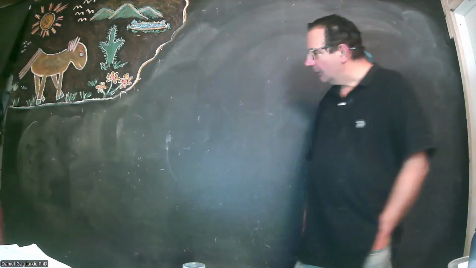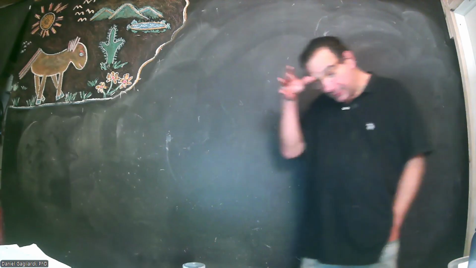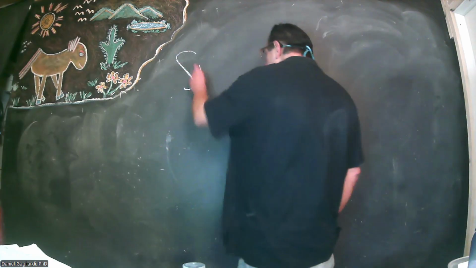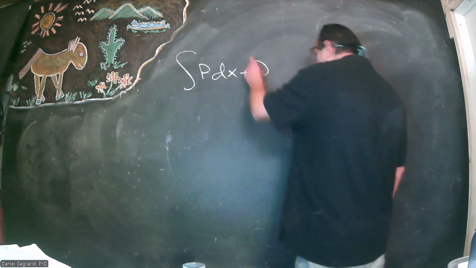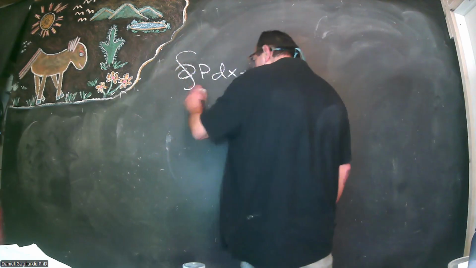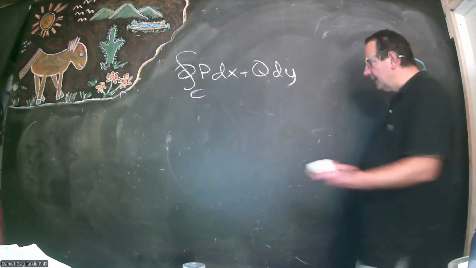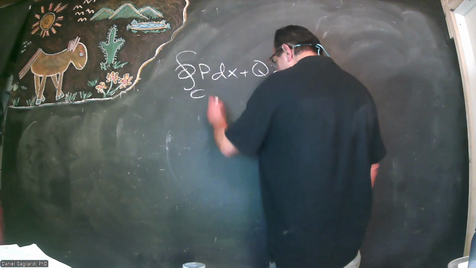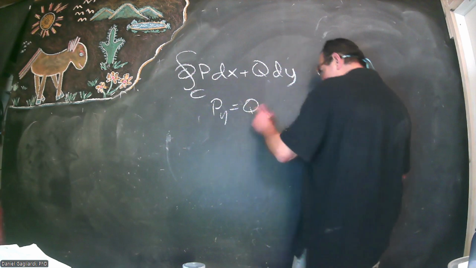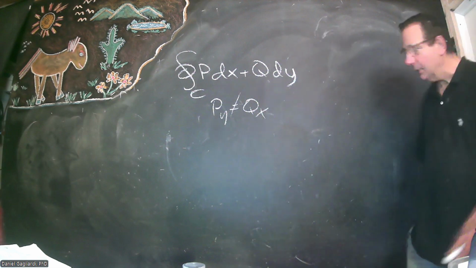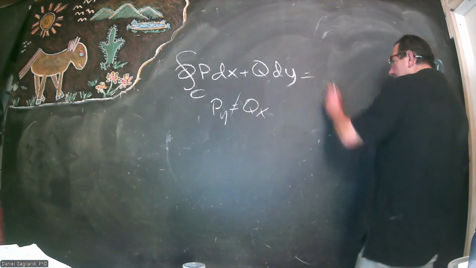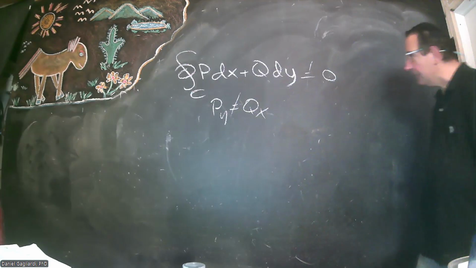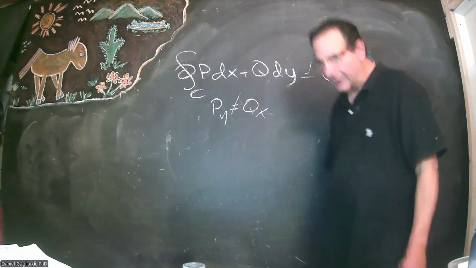Okay, hey. So at the end of the last video, we looked at an integral like this, our usual friend, the integral of P dx plus Q dy around the simple closed curve C. And we saw that in the general case, if Q_x is not equal to P_y, then the integral around the simple closed curve is not going to be equal to zero.